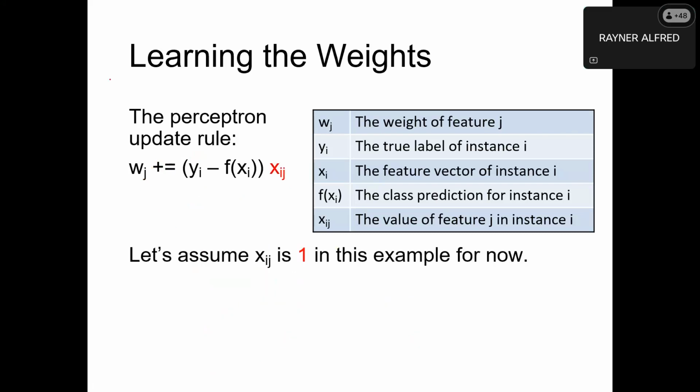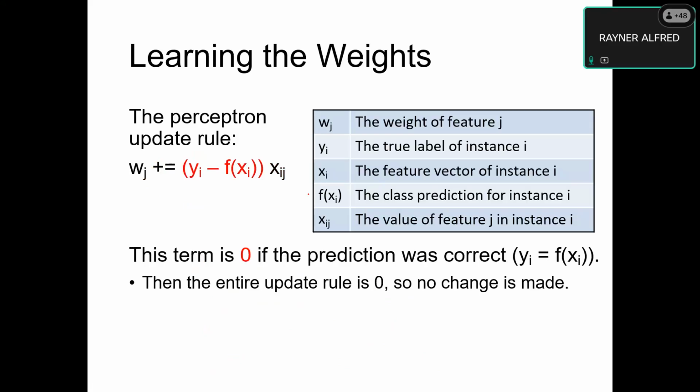Okay. So let's assume this is 1. I'm repeating again what I have mentioned just now. So this term is 0 if both the predicted and the actual class are the same. So if they are the same, no weight update will be applied. Okay, no change is made.